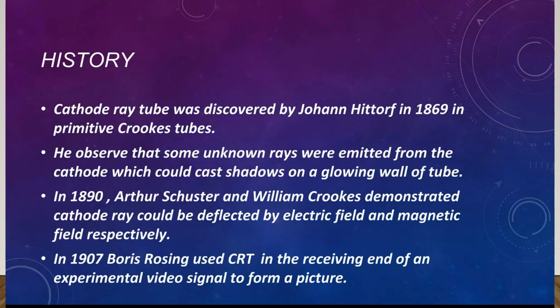The cathode ray tube was discovered by John Hittorf in 1869 in the primitive Crookes tube. He observed that some unknown rays were emitted from the cathode, which could cast shadows on the glowing wall of the tube. Later, in 1890, Schuster and William Crookes demonstrated that the cathode ray could be deflected by an electric field and a magnetic field, respectively. Later, in 1907, Boris Rosing used CRT at the receiving end of an experimental video signal to form a picture.